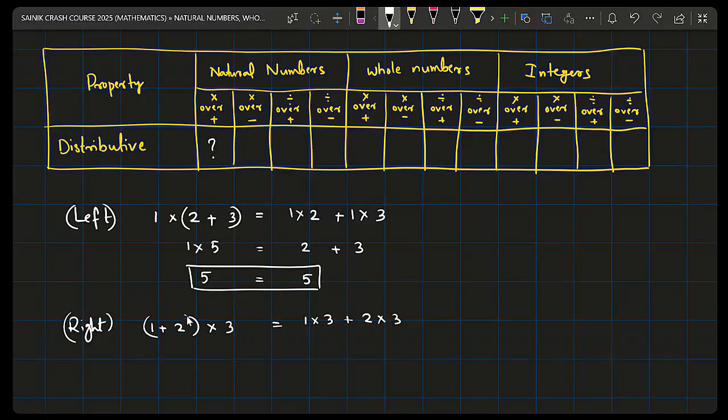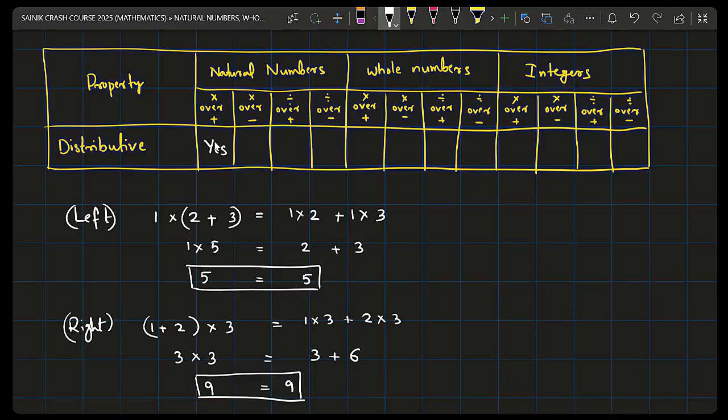So first let us solve what is there in the bracket for LHS. 2 plus 1 is 3 and this is 3. 1 into 3 is 3, 2 into 3 is 6. 3 3s are 9, 3 plus 6 is 9. So we got the same answer. That means we checked by taking one random example. Left distributive property is satisfied, right distributive property also satisfied. So we can say the answer is yes, it is satisfied.